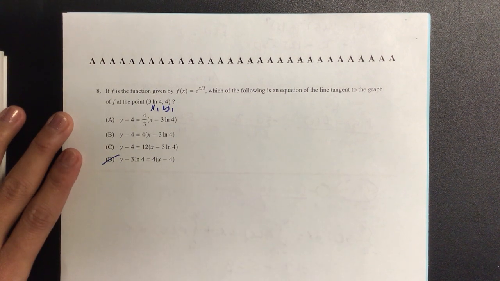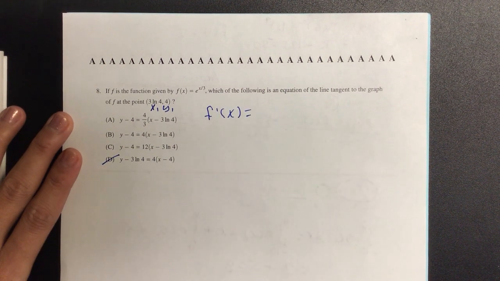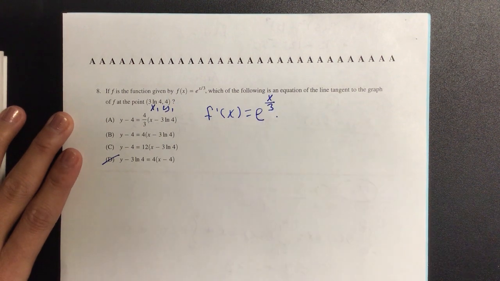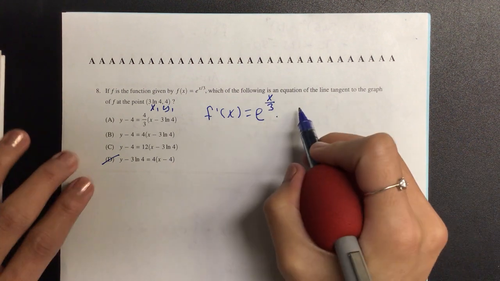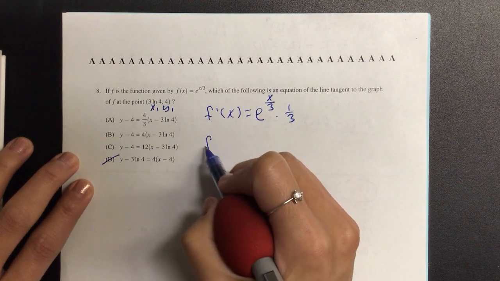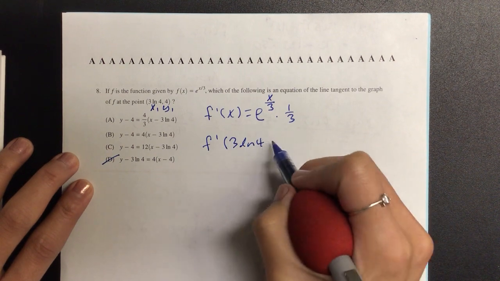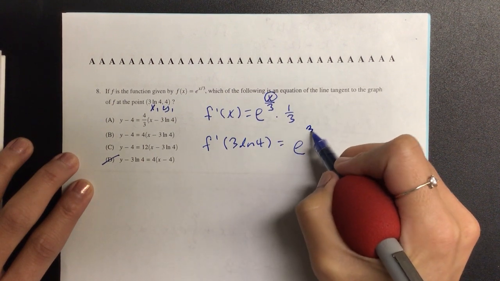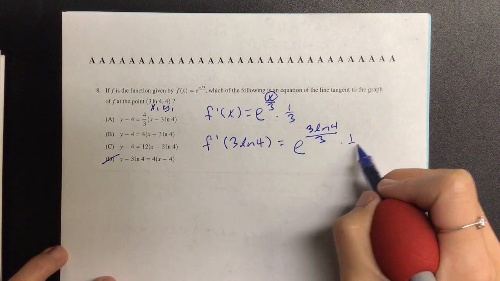So all we have to do is find the slope. I was going to say integrate; let's find the derivative. Let's do a reminder: e to the x is itself times the derivative of the power. What's the derivative of 1/3 x? 1/3. Then I need to put in this ugly x value, which in the end becomes kind of clean. So we have f prime of 3 natural log of 4, meaning I plug that into this little x: e to the power of 3 natural log of 4 over 3, and then times 1/3.